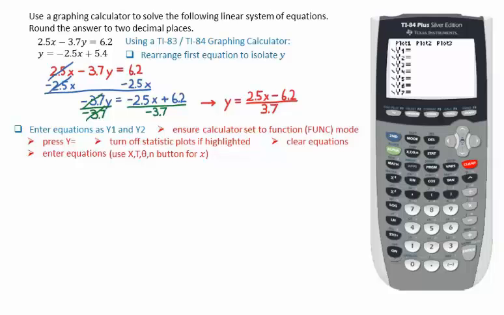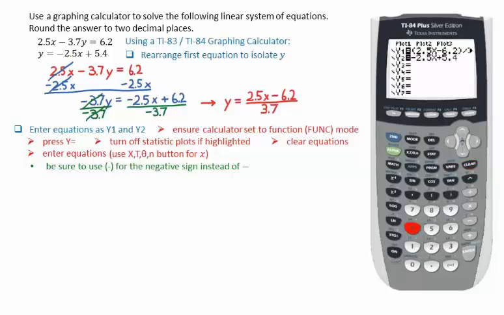In doing this, we use the x, t, theta, n button for x. And make sure that we use the negative sign, which is underneath the 3 for negative signs, instead of using the subtraction sign, which is above the addition sign. We end up getting y1 equals the first equation and y2 equals the second equation.